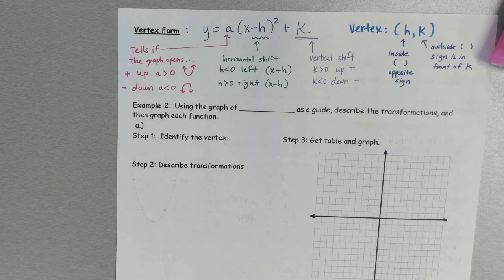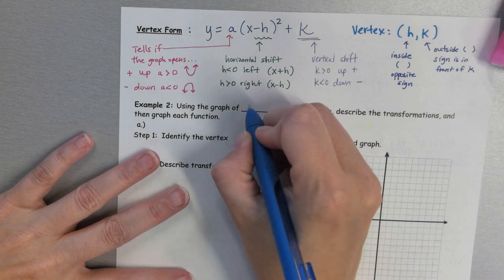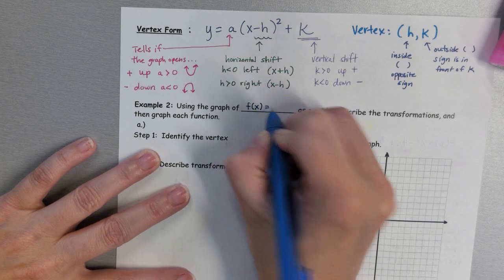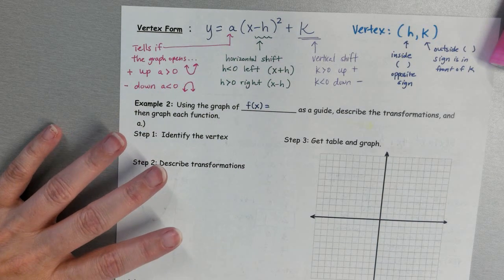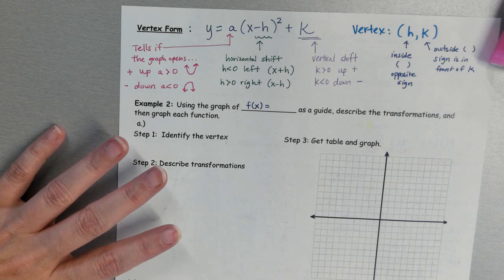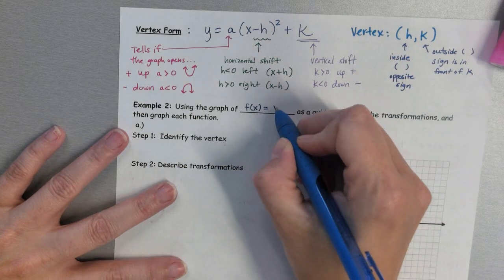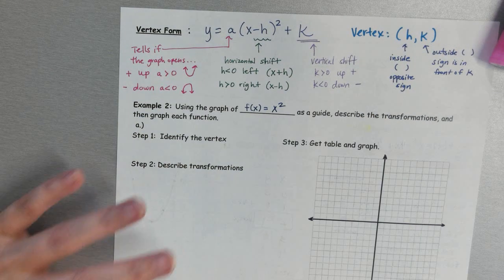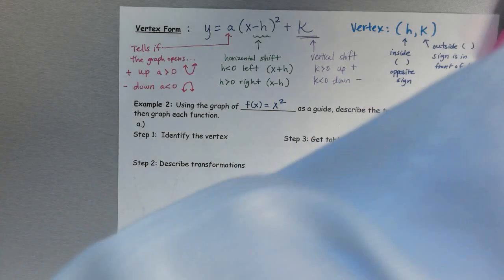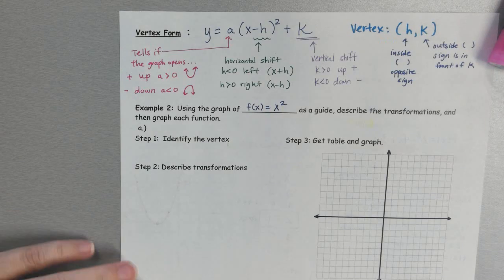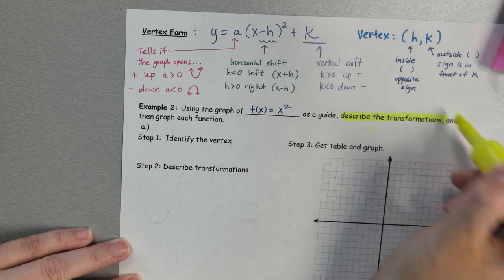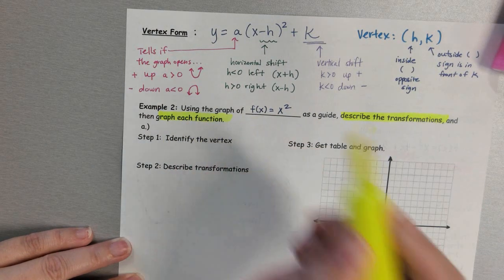When we do transformations, we compare it to the parent function. So for example 2, it says using the graph of, and that's going to be the parent function for quadratic, which is f of x equals, do you guys remember the parent function? What's the most basic quadratic function? Yeah, x squared. Great. So we're using that as a guide, and then we're going to describe the transformations and graph each function.